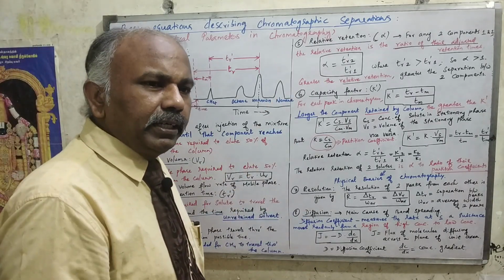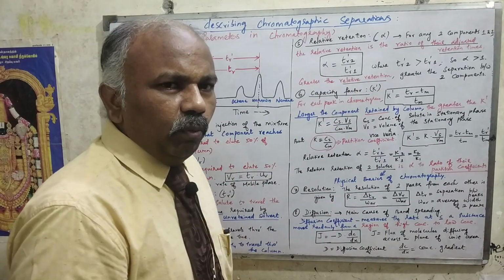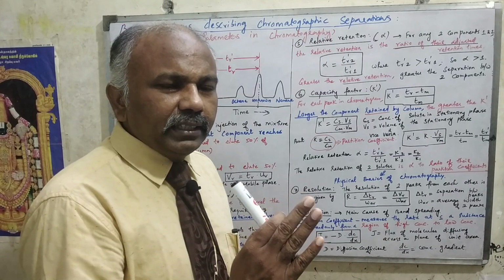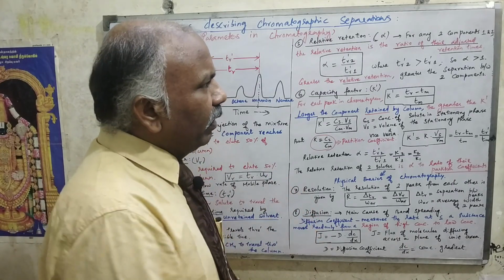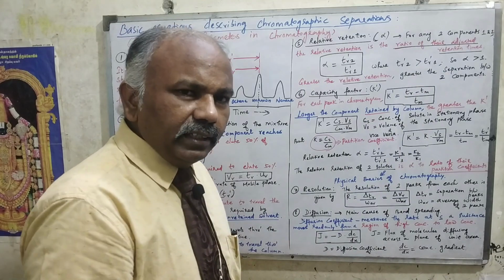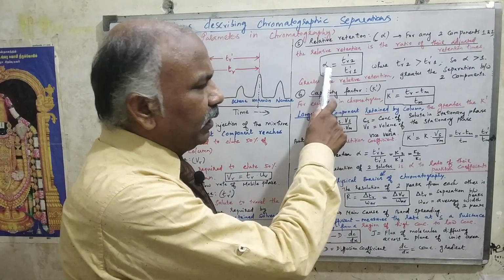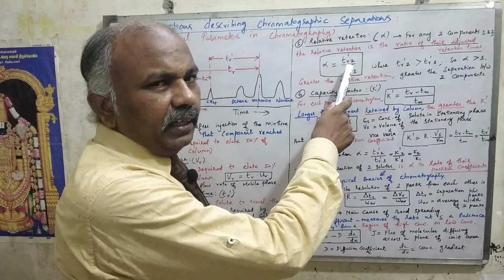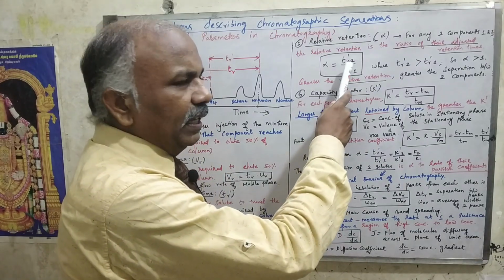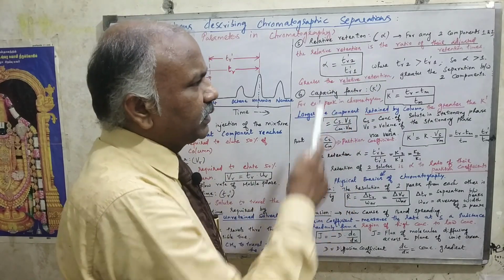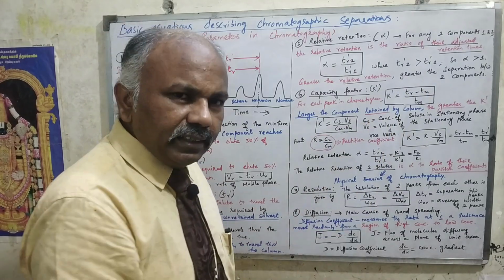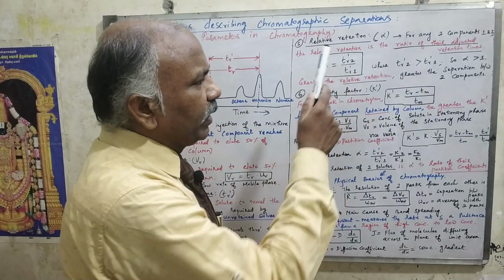Now coming to the fifth parameter, we call it relative retention. What is the meaning of relative retention? It is also called alpha. Relative retention means we have to compare two components. For any two components 1 and 2, the relative retention is the ratio of their adjusted retention times. So alpha is equal to the adjusted retention time of the second component divided by the adjusted retention time of the first component, that is TR dash for the second component divided by TR dash for the first component. The second component's adjusted retention time will be greater than the first's, so alpha is also greater than 1.